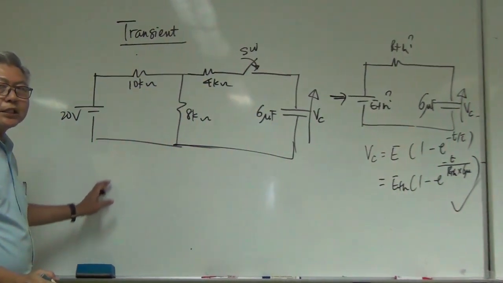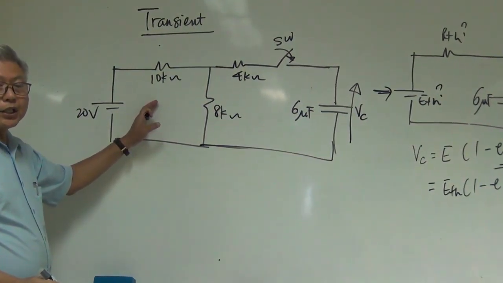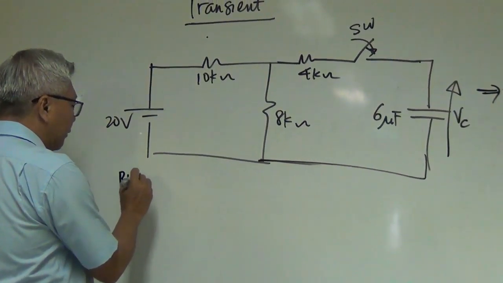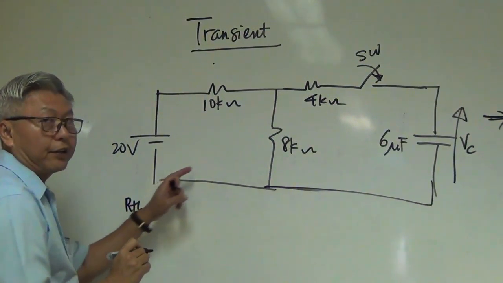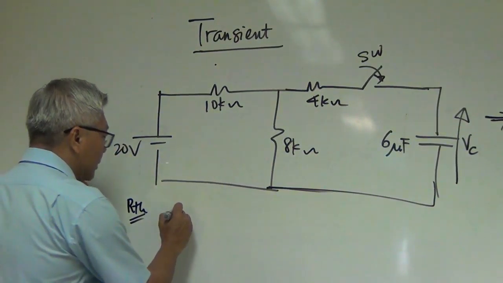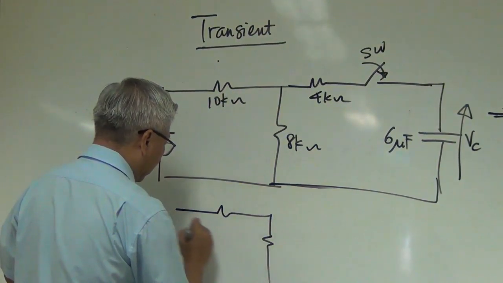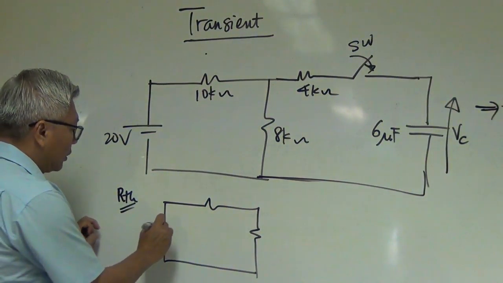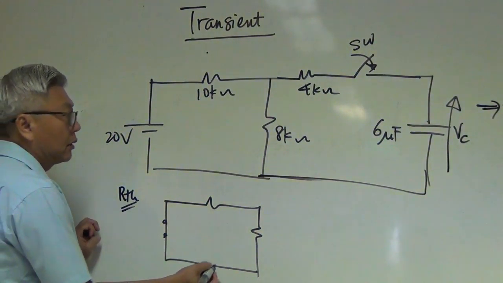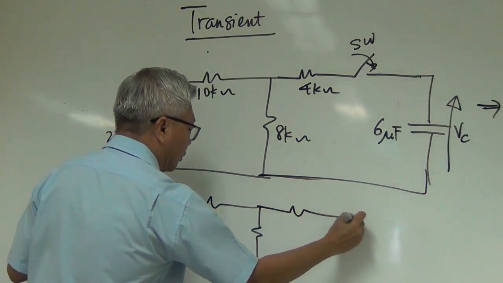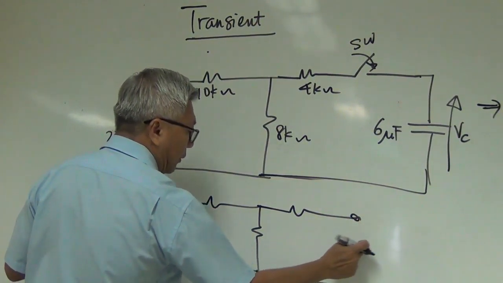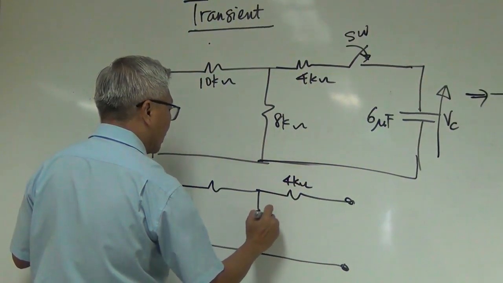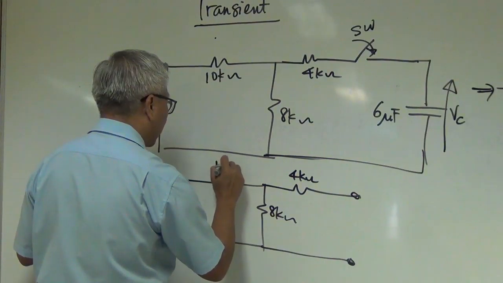Now, using Thevenin's theorem to make the circuit into ETH and RTH, the first thing that you do is to find RTH first, because I find that RTH all of you can understand very easily. So, copy the circuit exactly the same, but you kill the source, so the voltage source is short-circuited. And then you create the two terminals that you want. This is your two terminal. So here is the 4 kilo ohm, 8 kilo ohm, 10 kilo ohm.